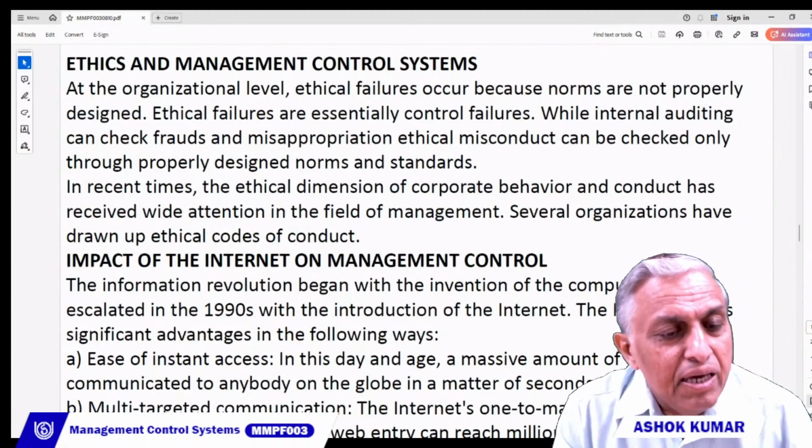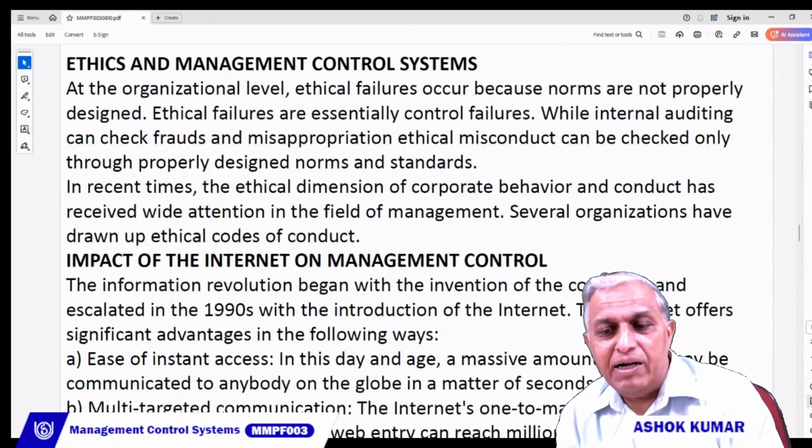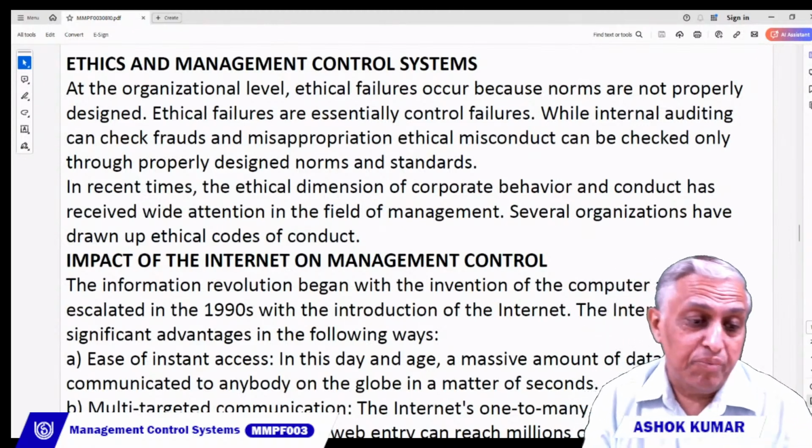Second is multi-targeted communication. The internet's one-to-many reach has significantly increased. A single web entry can reach millions of people.